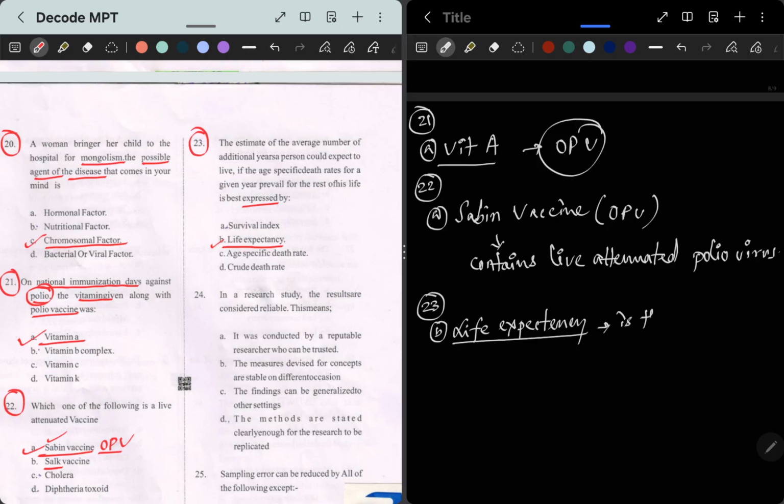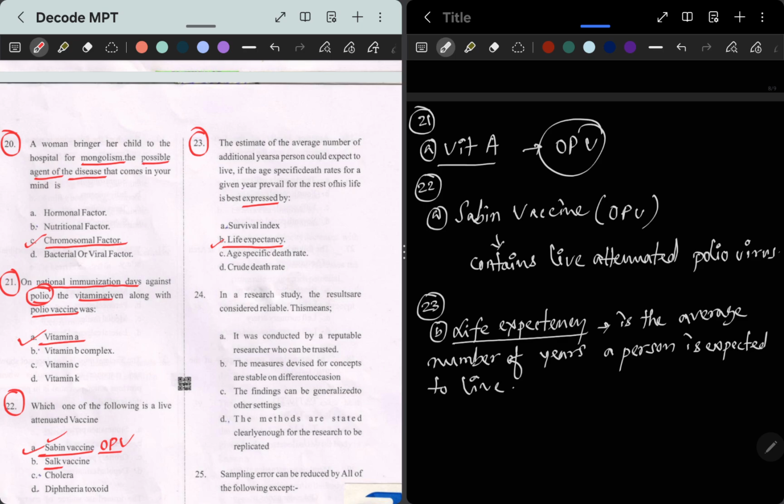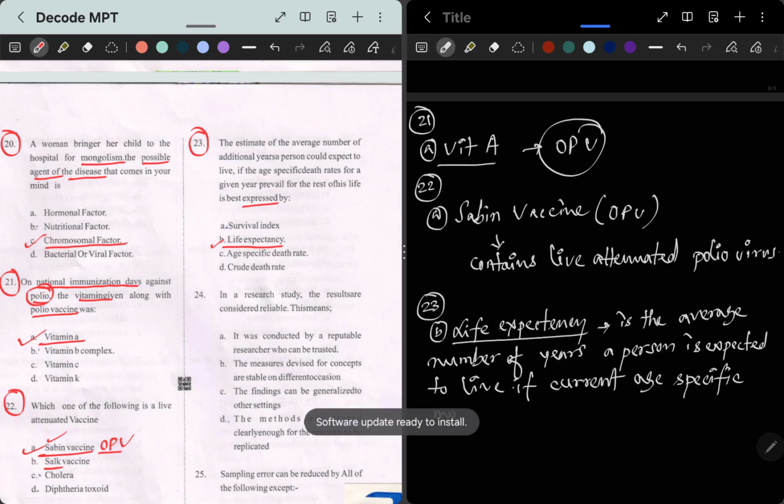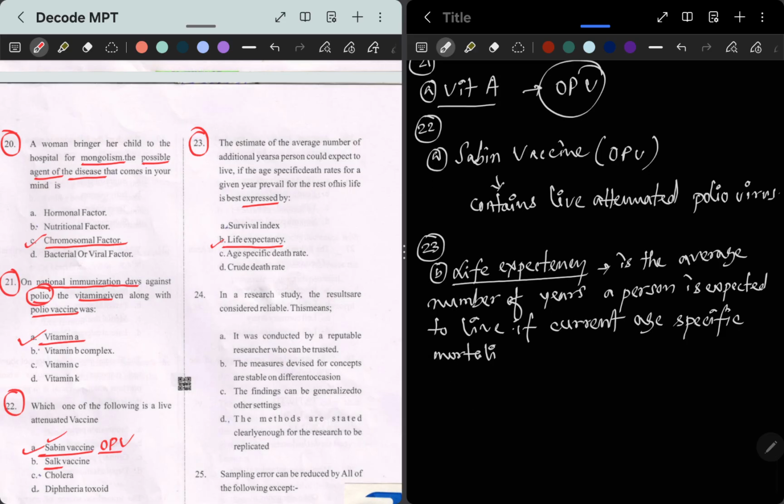What is life expectancy? It is the average number of years a person is expected to live if current age specific mortality rates continue.